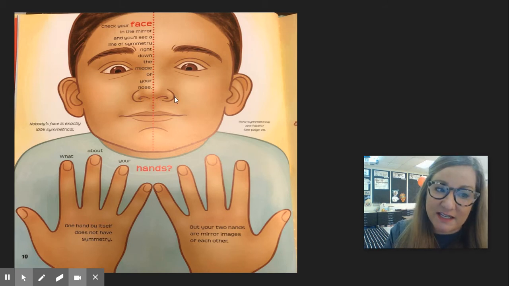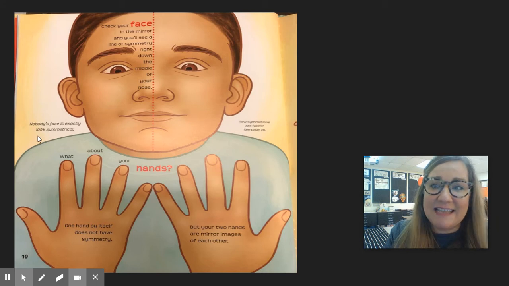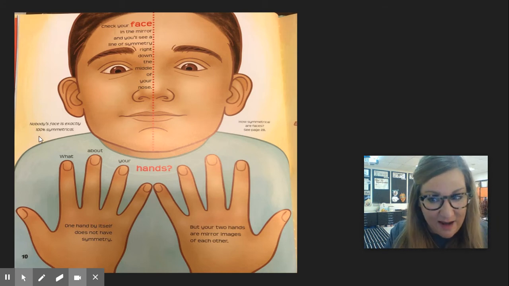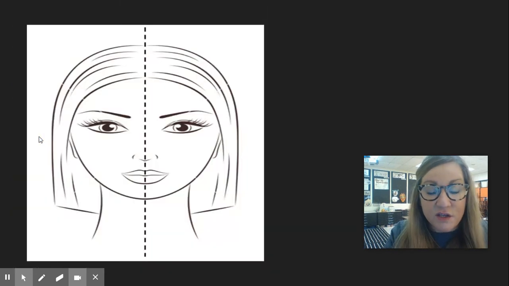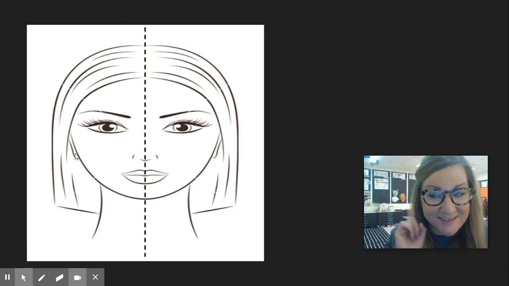Now, this shares with us that no one's face is exactly symmetrical, which is correct. However, we do our best when we're drawing to make our features symmetrical. So in this drawing, for example, you can see there's an eyebrow on each side, an eye on each side. Here's half of the nose on each side, half of a mouth on each side. However, we have an ear on each side because we have two ears, right?